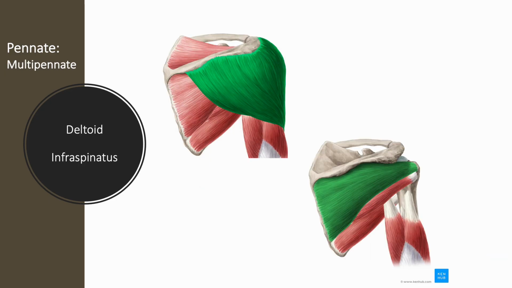So we've looked at the one-sided feather, the two-sided feather. Now we're looking at the multipennate muscles like the deltoid and the infraspinatus. So I want you to think of this like a bouquet of feathers or a cedar branch. Instead of just one central tendon, you have a tendon that branches out into several stalks, and the muscle fibers wrap around all of them.